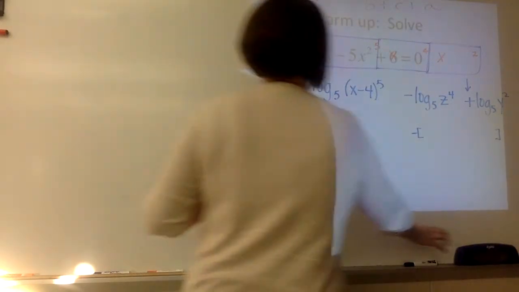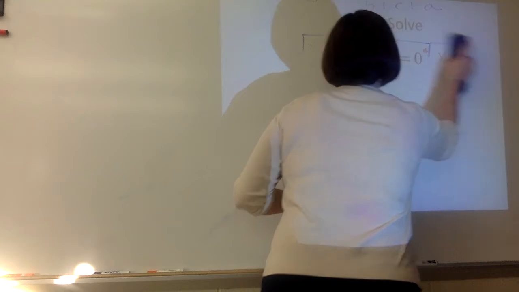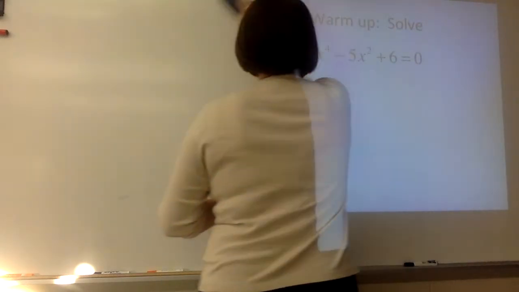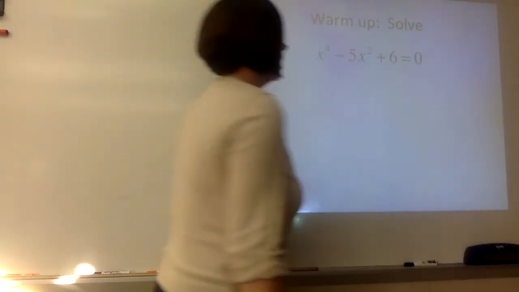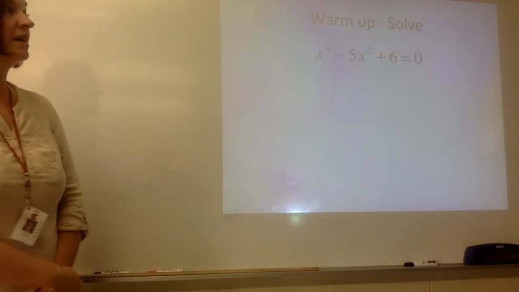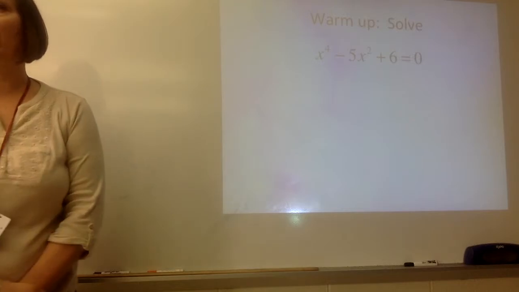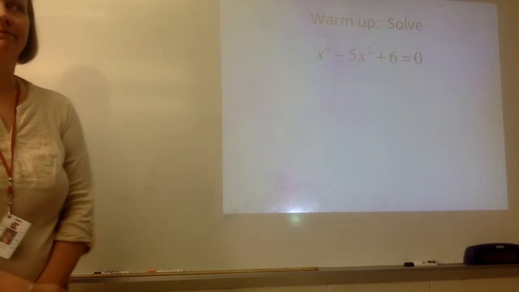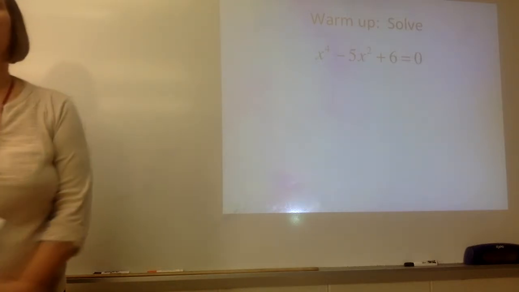Turn the page, and I'm going to ask you to solve this equation. How do you solve x to the 4th minus 5x squared plus 6 equals 0? This is not a quadratic. This is a quartic equation. So we are going to use a quadratic strategy. How do you solve that?